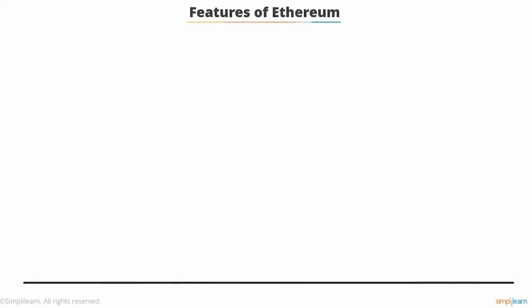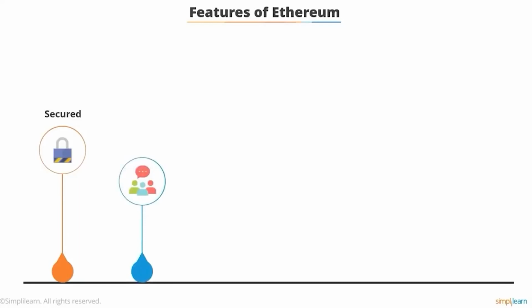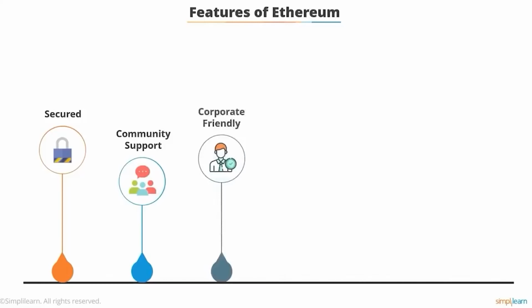Features of Ethereum. The first feature of Ethereum is that it is secure because it is almost impossible to tamper with the transactions in the block or to add any fraudulent blocks in the network. The second feature of Ethereum is its community following. Ethereum has attracted a lot of attention from people all over the world. The third feature of Ethereum is its corporate-friendly structure. The platform is being leveraged by a number of corporates to test and build various applications.